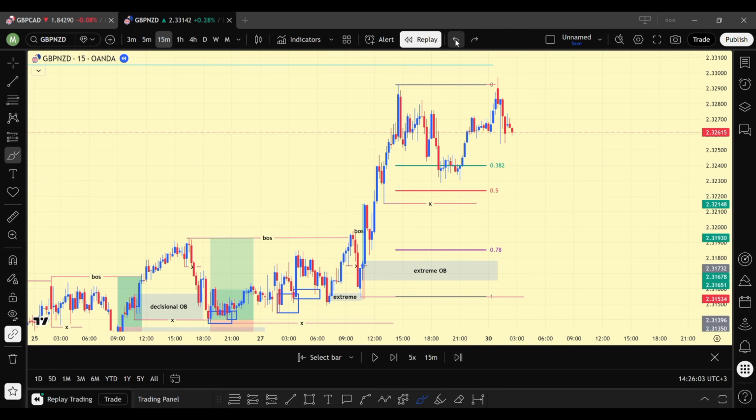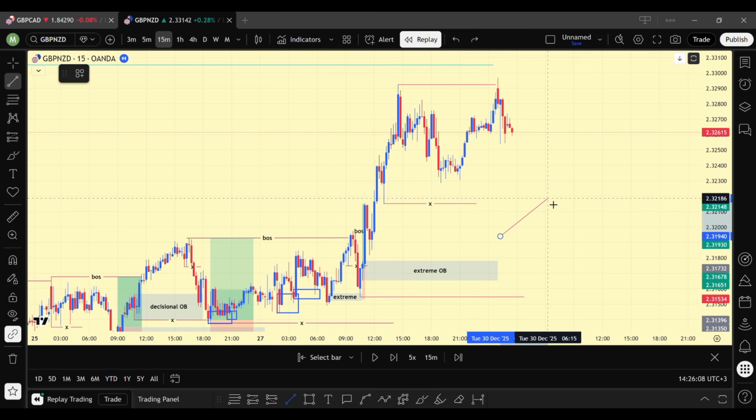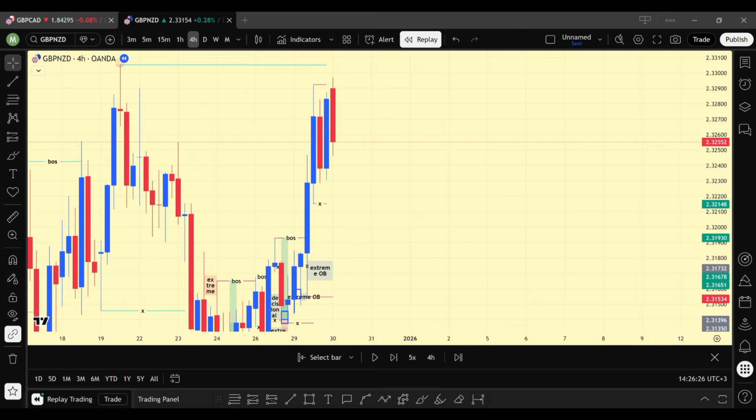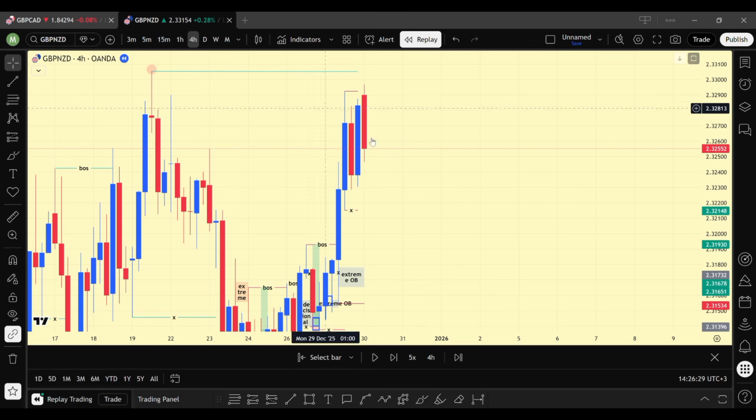So that's the first confirmation that this can be a valid break of structure. And the ultimate one is seeing that this one here is a valid break of structure on the H4. So if this pattern here, I mean all of this, is a valid pullback on the H4, then that will be a valid bullish break of structure. But we can clearly see that this one here is not a valid pullback. We can clearly see that that's not a valid pullback. So this means that this one here is not a valid break of structure.